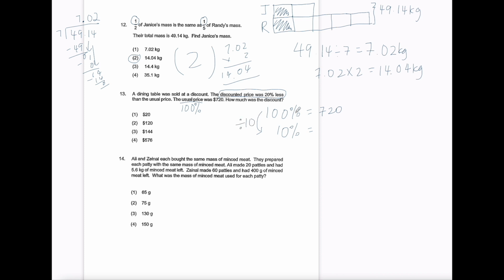We'll need to divide by 10. 100 divided by 10 is 10. So this side we also have to divide by 10. Luckily there's a 0 here, we can just cancel it away. So our answer is 72.